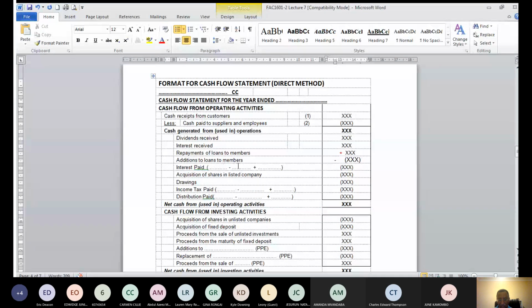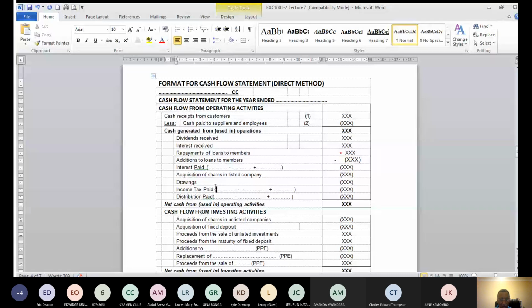Interest paid, we must see exactly what is the amount of interest that was paid. You must indicate whether we have purchased shares in a listed company, which will be an outflow of cash. For partnerships and for sole traders, if there's any drawings, decrease your cash. The income tax and the distribution paid, you must calculate what is the actual amount that was paid.